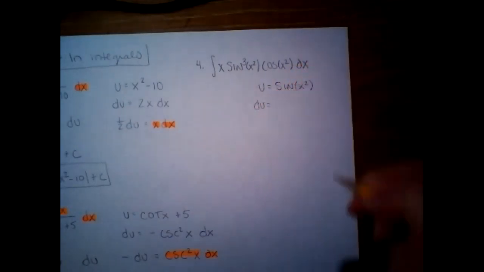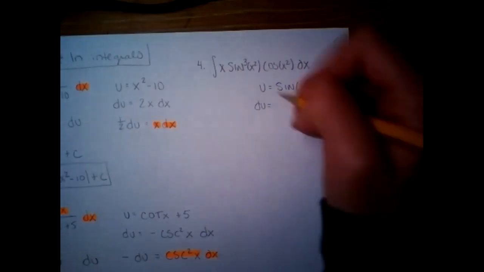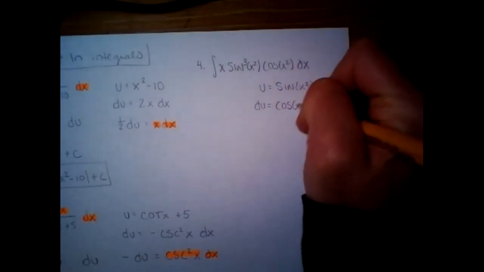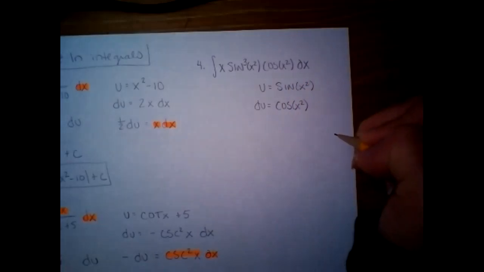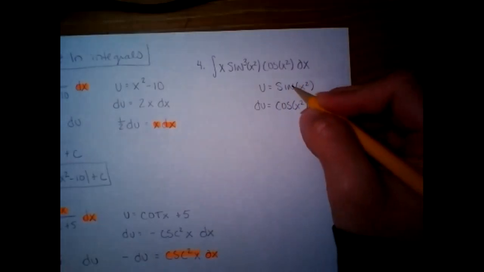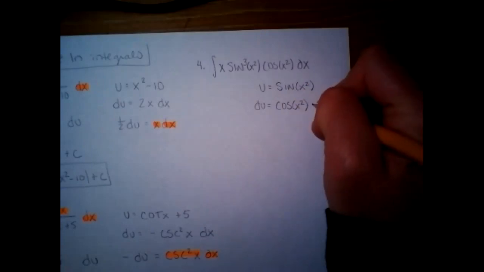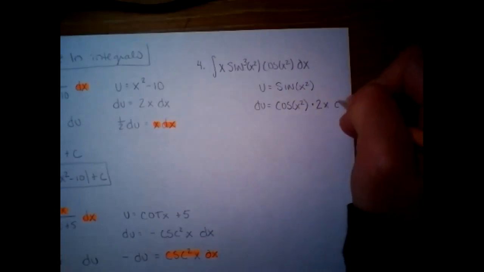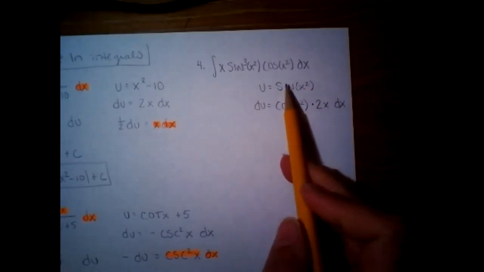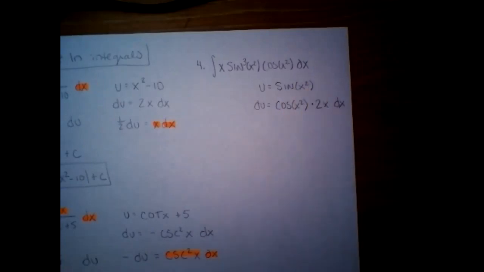All right, and then derivative of that. So derivative of sine is cosine, but this one involves a chain rule. So derivative of sine is cosine, and then we have to chain on the derivative of x squared, which is 2x. So sine was the outside function and x squared was the inside function. So that was a chain rule there.